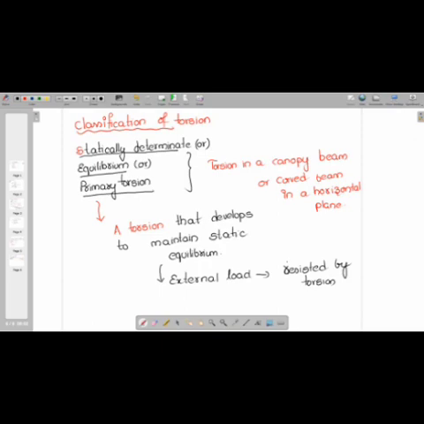What is a statically determined, or primary, or equilibrium torsion? It is a torsion that develops to maintain static equilibrium. How will it maintain static equilibrium, students? The external load will be resisted only by what? Only by torsion.